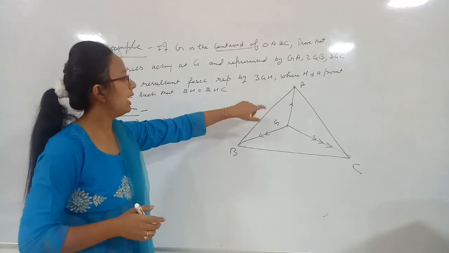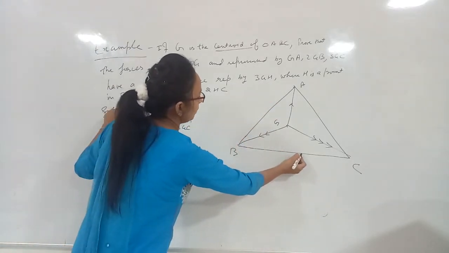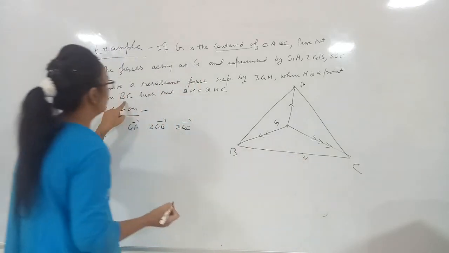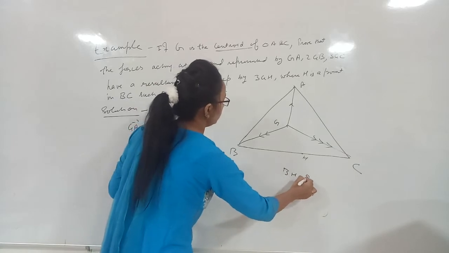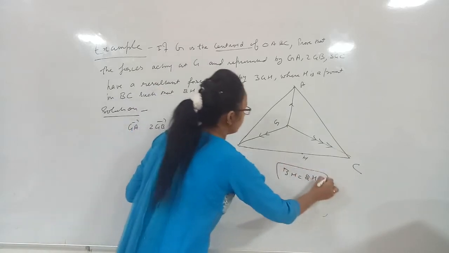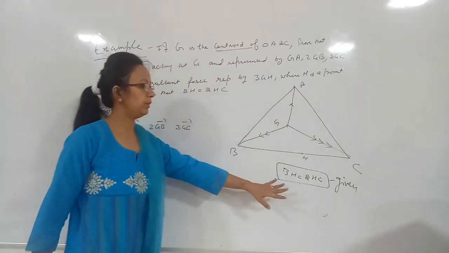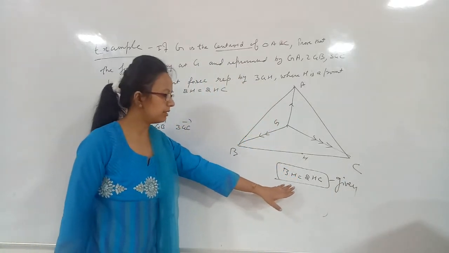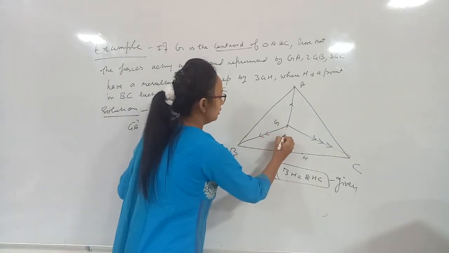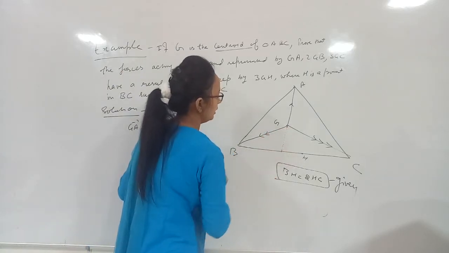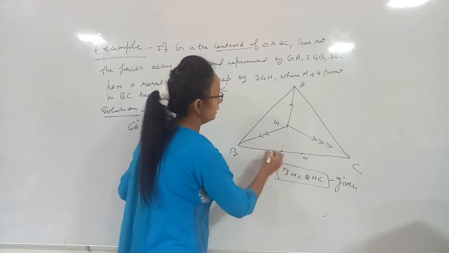What is H? H is a point in BC such that BH is equal to 2 times HC. It is given. H is any point satisfying this result. So for the construction work, we will complete this line, say intersecting BC at point D.